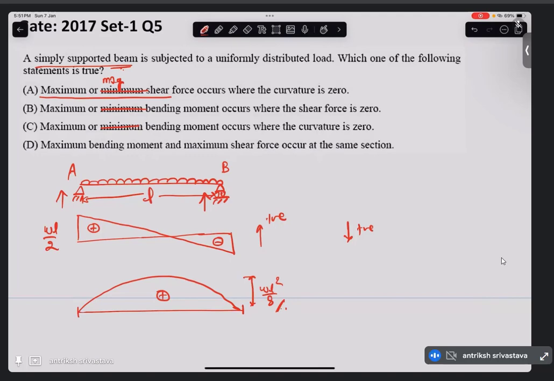Alright, that's the maximum. Now this maximum also occurs at the center, right? But here we are also told about the curvature. What is the curvature?